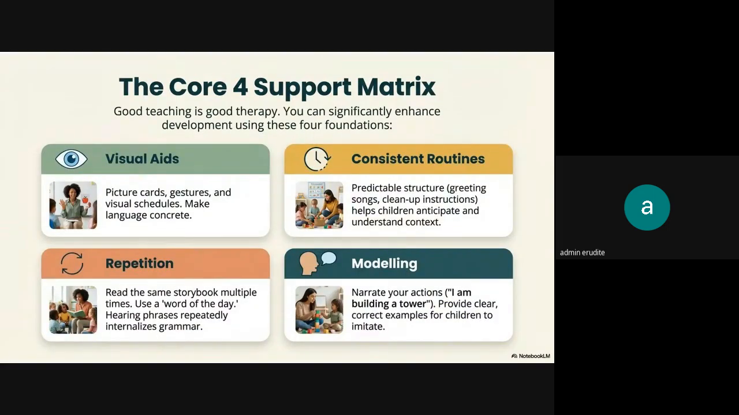So I just quickly want to cover this as well. It's the 4 chord support matrix. So this is where your visual aids come in handy, the chords that I showed you earlier on. So it's chords, it's gestures, it's pictures. It can be anything. You can use emotion chords, you can use internet pictures. So this can basically be anything.